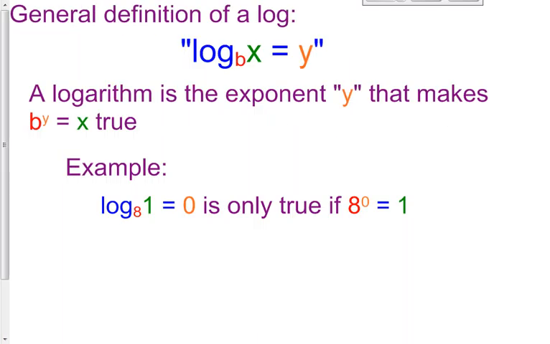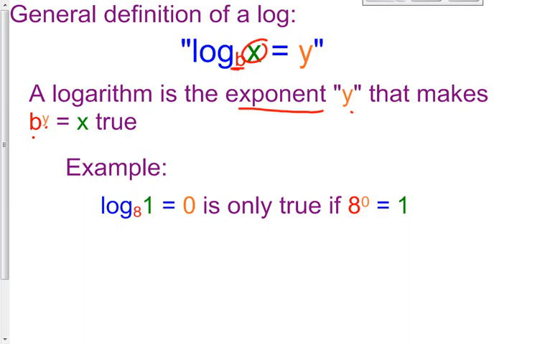So a basic general definition: a logarithm is another way to write an exponent. They're the exact same thing, they're just written differently. So the general definition, listen as I read this: log with base b of x equals y. So listen to me read it again. Log base b of x equals y. A logarithm is the exponent y that makes b to the y equals x true.